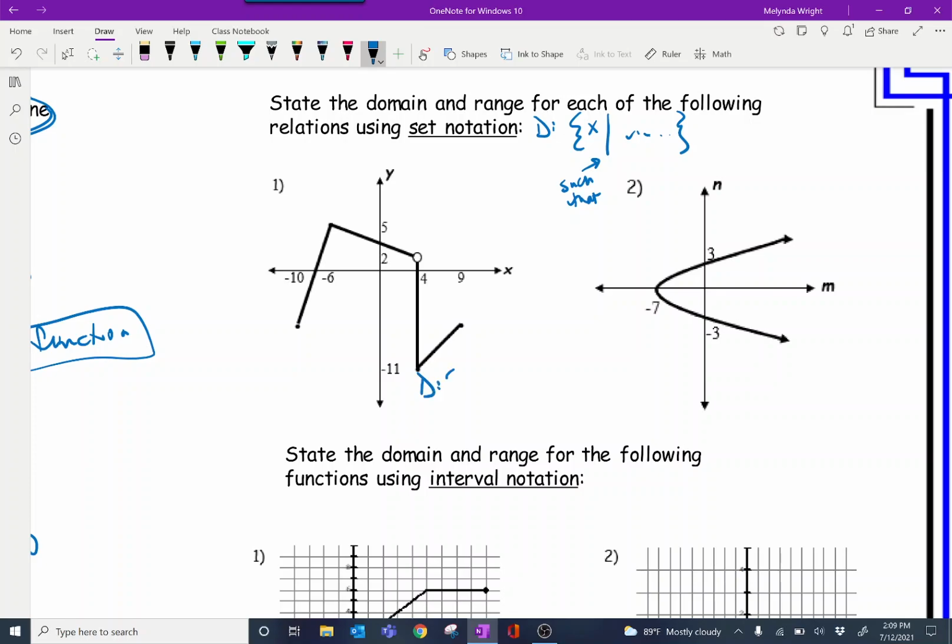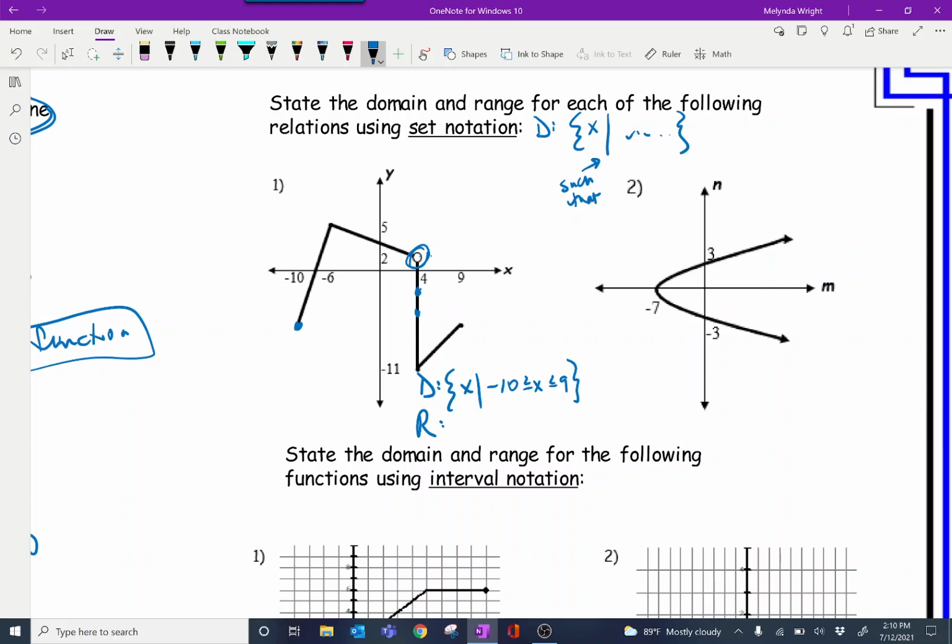Our domain would be all x such that x starts at, and it's a solid, starts at -10, and it's got a hole here, but if you look, these are other locations right there, maybe a 3.5 or something. They exist, so this hole really doesn't matter in terms of x values. So x is going to be between -10 and 9. So we can say -10 ≤ x ≤ 9.